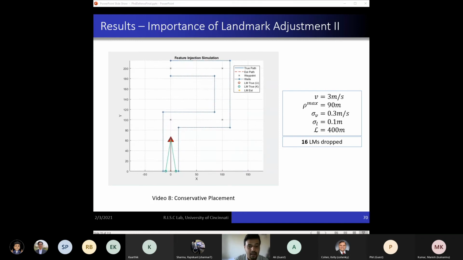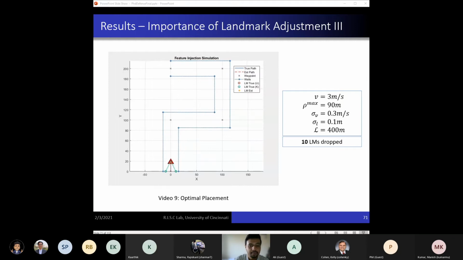So in the next case, we see the conservative landmark dropping. Notice that we need 6 more landmarks in this case. That is, we need 16 landmarks for the same 400-meter run. So the payload capacity increases quite a bit. However, the uncertainty is kept in check.